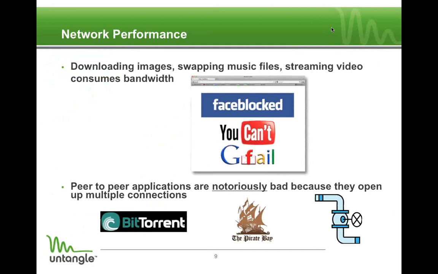So what does all of this mean for network performance? Well, there are certain things that really tend to clog your pipes, and that's downloading images, swapping music files, and streaming video. These things are bandwidth hogs. Finally, peer-to-peer applications are notoriously bad because they open up multiple connections, and they can be a gateway to malware. So, there are things where you just may not want to have them at all, like BitTorrent and Pirate Bay.